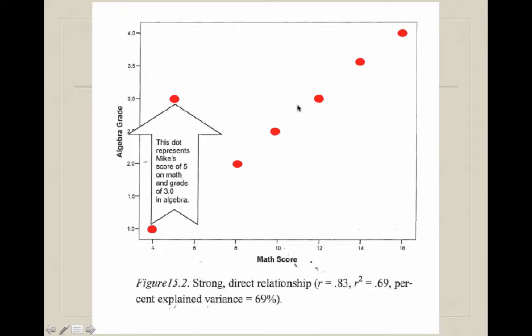See, it's still moving in this direction from the bottom left to the upper right. Your R here would be 0.83. R squared is 0.69. So percent variance explained is 69%. So having even that one that is different, it is not following exactly the same, throws off your explained variance. Okay?